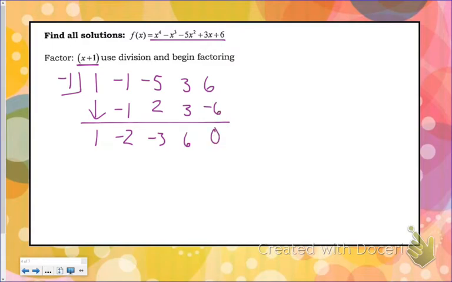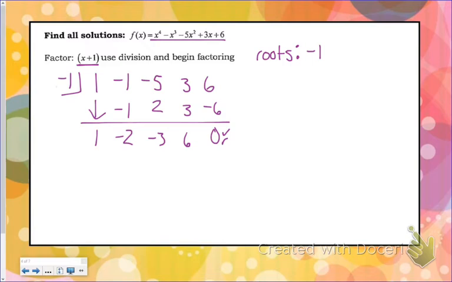Now, for these problems, you're going to get 0 as a remainder, and that's a good thing. If you get 0 as a remainder, that means that -1, the number in the box here, is one of your roots, which we already knew because it told us, but there'll be some extra work we do later. So for my roots, one of my roots we know is -1.